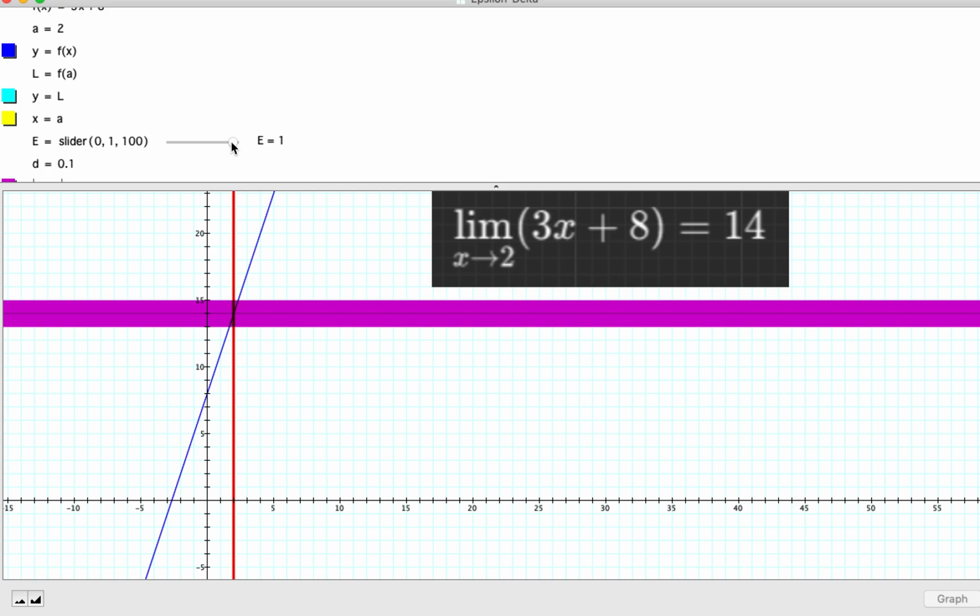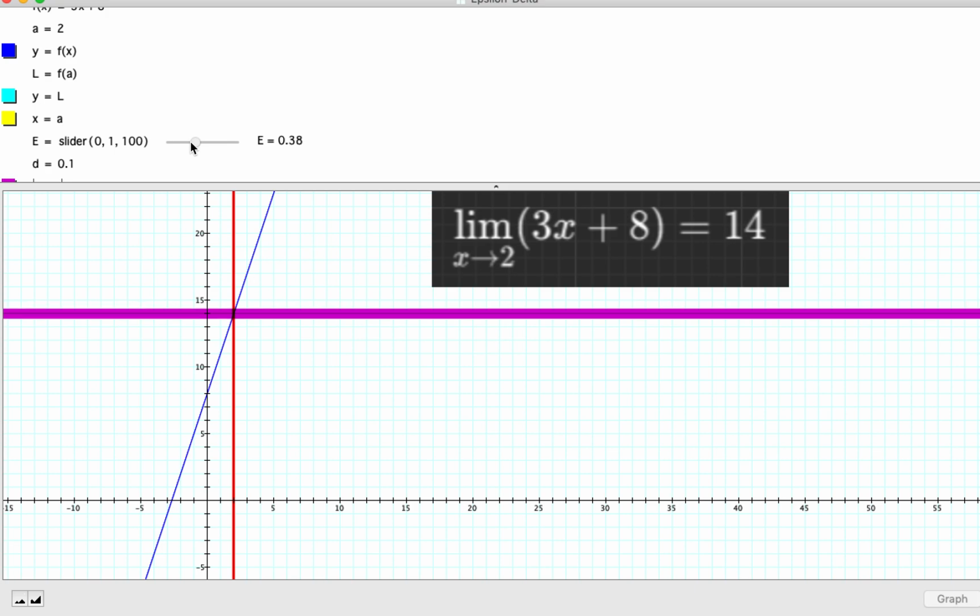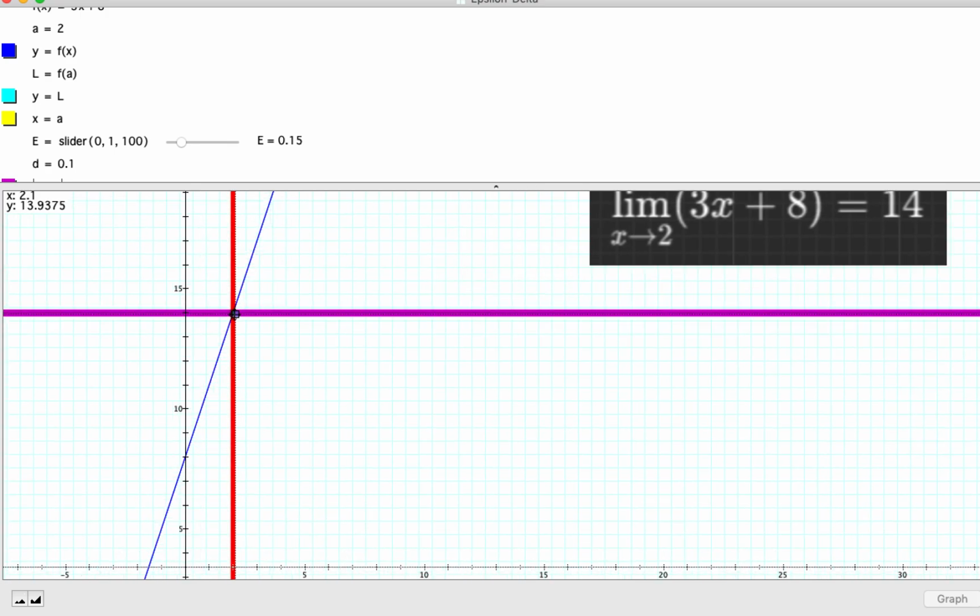What I'm really saying is that no matter how small a target I choose here, and I'm using capital E for the width of the target, epsilon is the traditional symbol for that, no matter how small I make that target around 14, I can get all of the values of the function around 2 to fit within that. It's getting a little hard to see what's going on. Let's take a closer look.